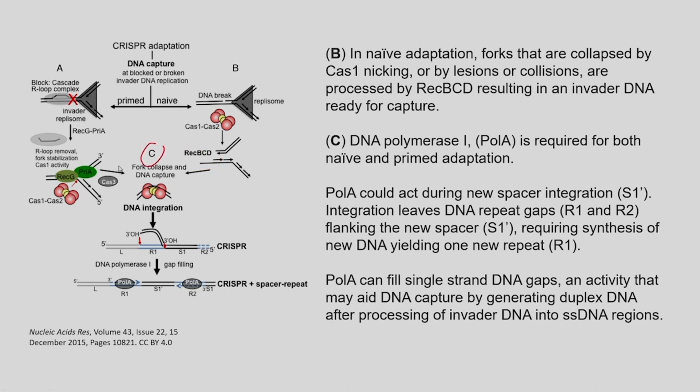Here in C you can see the DNA polymerase I, represented simply as Pol A. This is required for both naive and primed adaptation. So, the pathway of primed and naive adaptation merges from this point onwards. Pol A is required for both the processes. Pol A could act during new spacer integration.